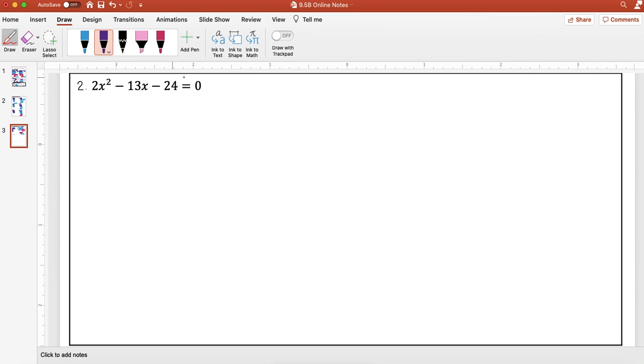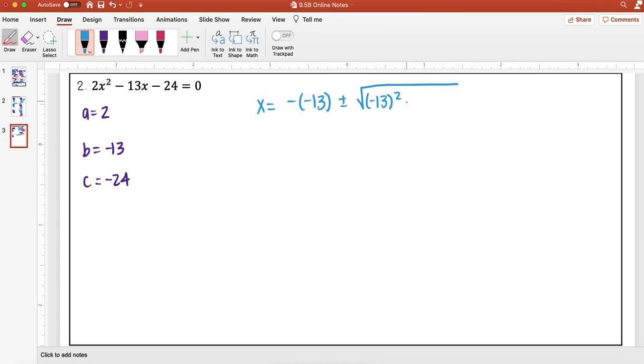So here, this one's already in standard form, so I can go ahead and label my a, b, and c. So a is equal to 2, b is equal to negative 13, c is equal to negative 24. Plugging those in, I have x equals negative b, which is negative 13, plus or minus the square root of negative 13 squared minus 4 times a, which is 2, times c, which is negative 24, all over 2 times a, which is 2.